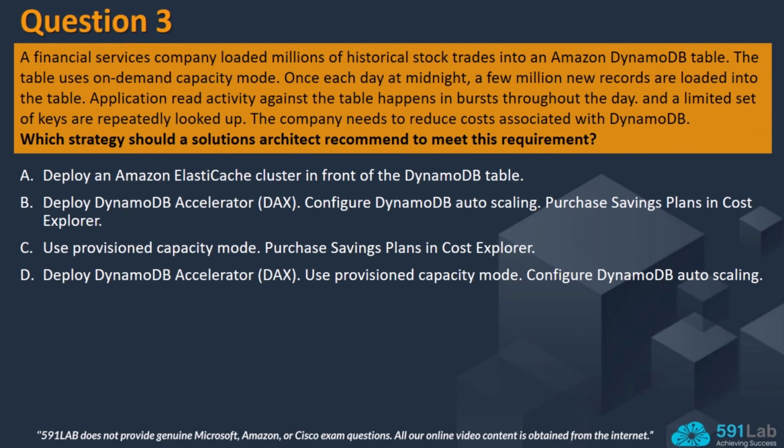Question number 3. A financial services company loaded millions of historical stock trades into an Amazon DynamoDB table. The table uses on-demand capacity mode. Once each day at midnight, a few million new records are loaded into the table. Application read activity against the table happens in bursts throughout the day, and a limited set of keys are repeatedly looked up. The company needs to reduce costs associated with DynamoDB.